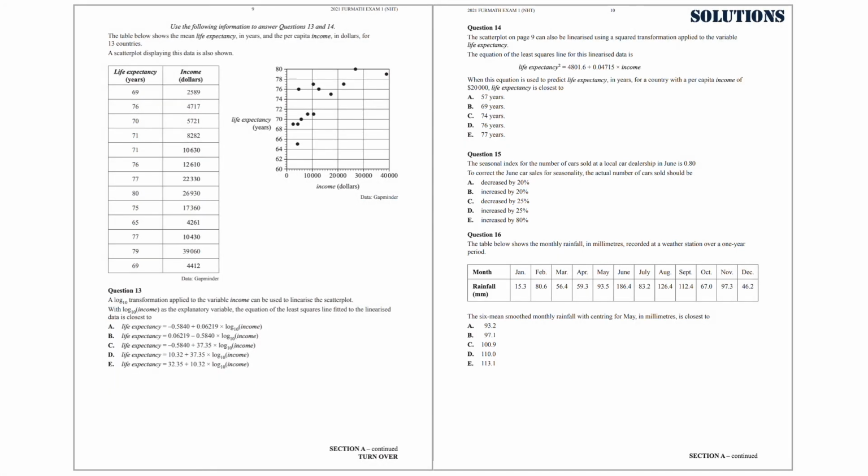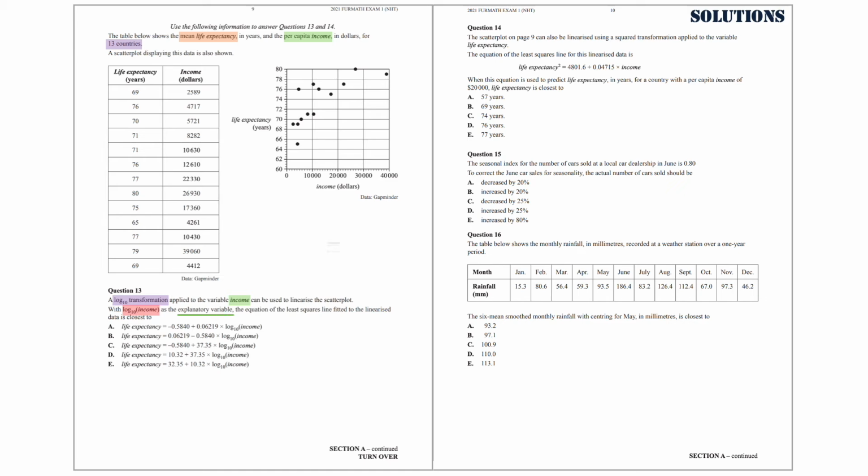Use the following information to answer questions 13 and 14. The table below shows the mean life expectancy in years and the per capita income in dollars for 13 countries. A scatter plot displaying this data is also shown. Question 13. A log base 10 transformation applied to the variable income can be used to linearize the scatter plot. Determine the equation of the least squares line fitted to the linearized data if we use log base 10 of income as the explanatory variable.